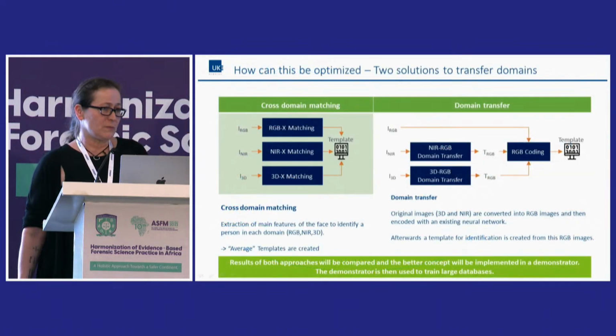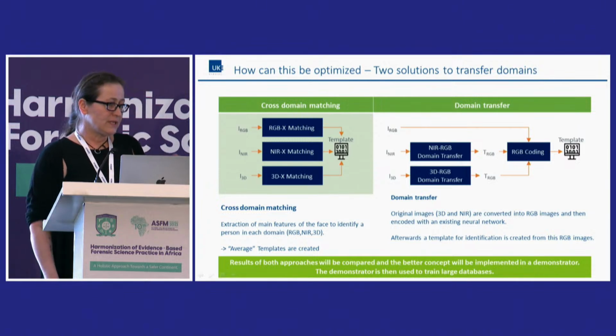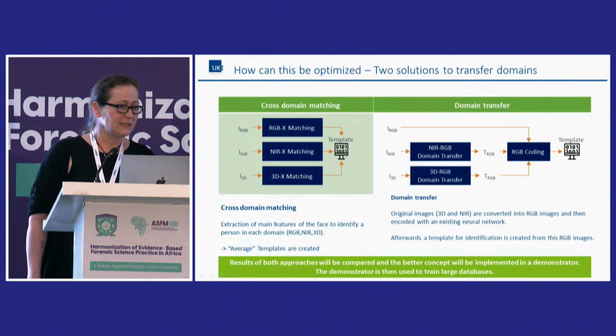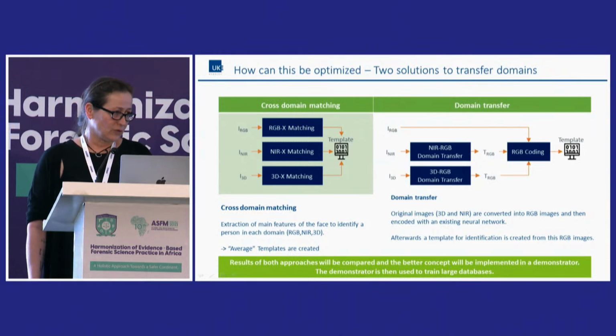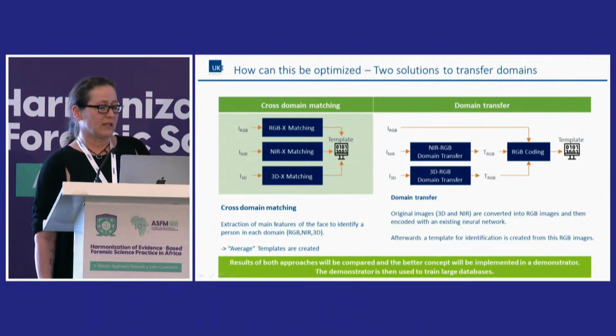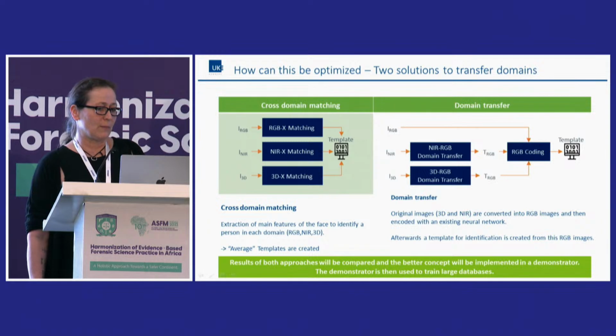So how can we optimize this? The company Dermalog was thinking about two solutions to transfer those domains, and these solutions, of course, are again neural networks. The one is called cross-domain matching, the other one domain transfer, and basically it's about extraction. The first one, cross-domain matching, extracts the main features of the face, which make it really typical for identification, and then builds or creates an average template out of it.